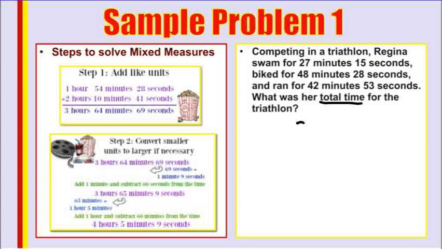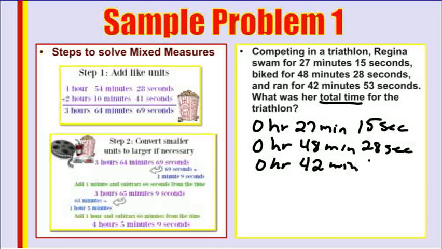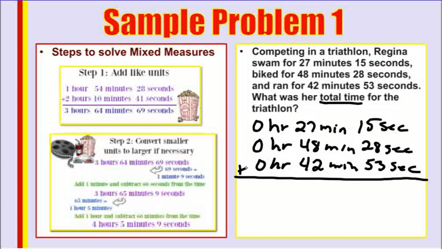So I'm going to start off with 27 minutes, 15 seconds. You notice I keep the blank to the far left because that's going to be my hours. So maybe I'll put the hour label. I don't have any hours right now. Then I have 0 hours, 48 minutes, 28 seconds. And then I have 0 hours, 42 minutes, 53 seconds. And then I add them all up.